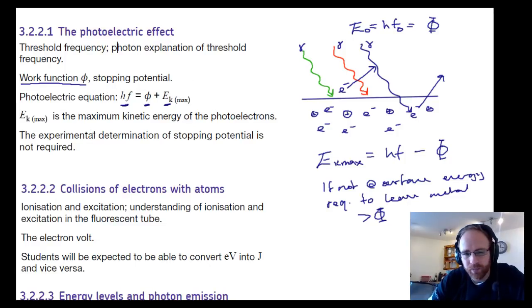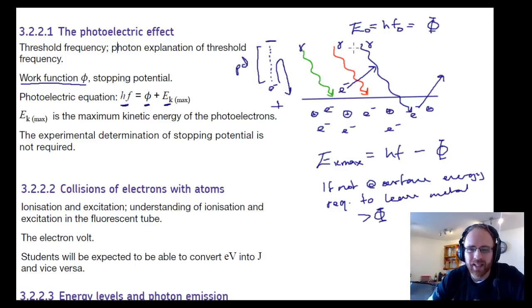Stopping potential, even though it asks you not to worry about stopping potential, if I were to put a negative surface up here and a positive surface up here, my electron might leave and then come back. Using this method, if I get my electron to come all the way up to here, and I know this potential difference, I can calculate the energy of the electron. So again, we're back to this equation which people think, oh, I won't need to use it in this topic. Energy is charge times potential difference.